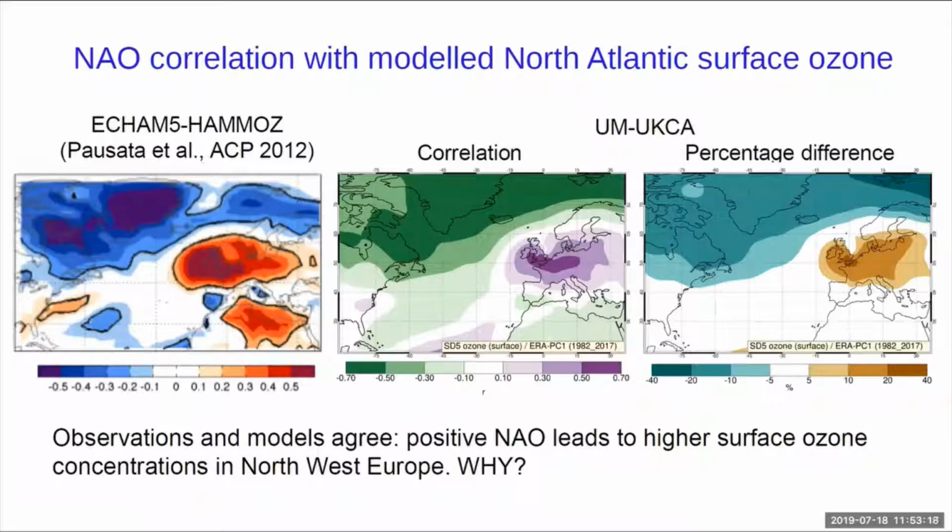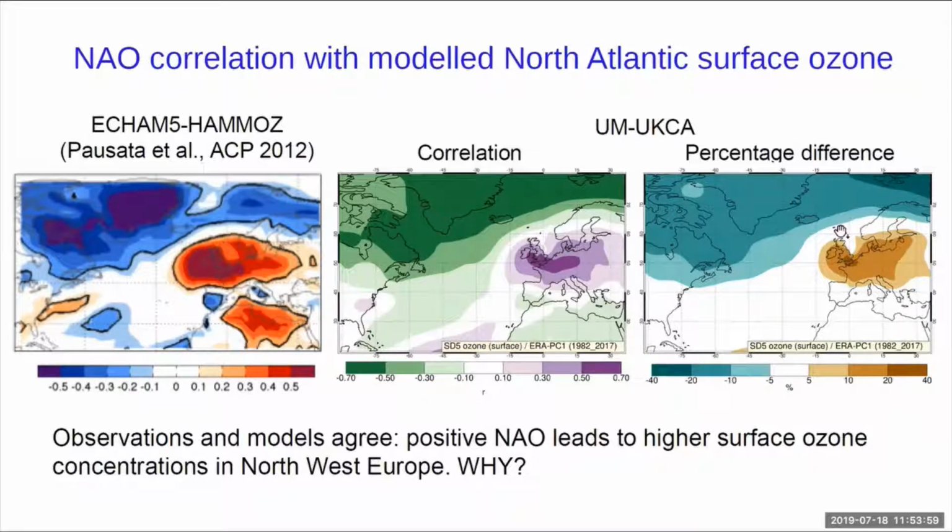So next we look at the models. The first panel here is a model simulation from the same paper. They use the ECHAM-HAMMOZ model, and they find in their model a correlation which is positive. So these are correlation coefficients, a positive correlation as in the observation between Northwest Europe and the NAO, and some negative correlation north of that in the northern part of the North Atlantic domain. So we've done similar analysis with our UKCA model, and we find a similar correlation coefficient between the surface ozone and the NAO.